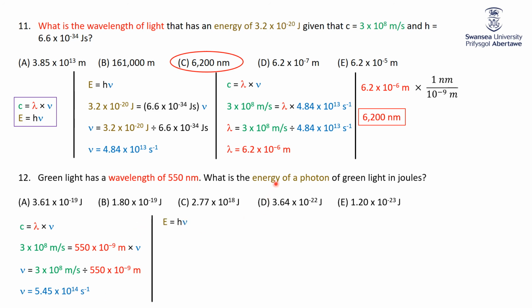Now I've got that, I can get the energy. E is h times the frequency. Pop everything in. h, of course, 6.6 times 10 to the minus 34 joule seconds. Frequency, we've just calculated, 5.45 times 10 to the 14 per second. And that gives me that the energy of a photon is 3.61 times 10 to the minus 19 joules.